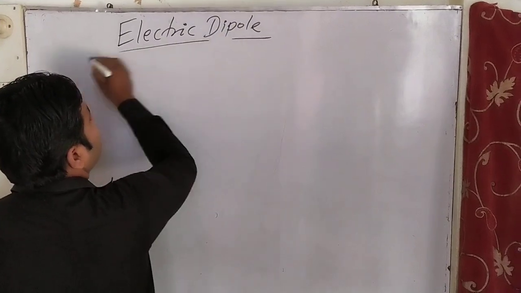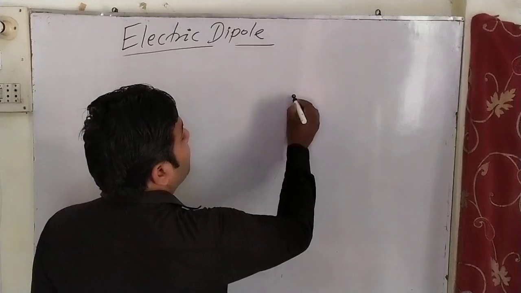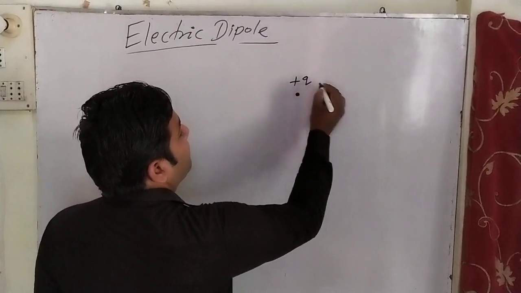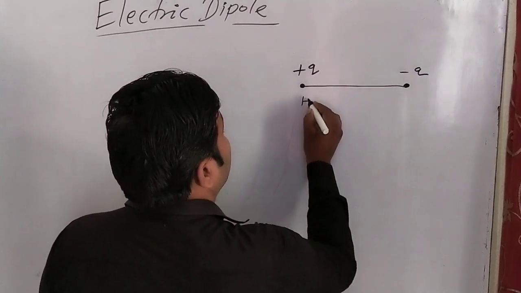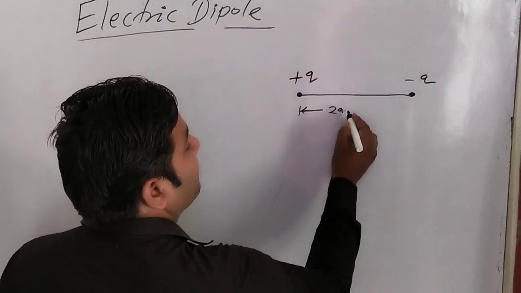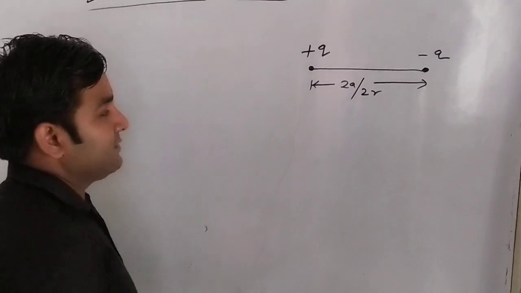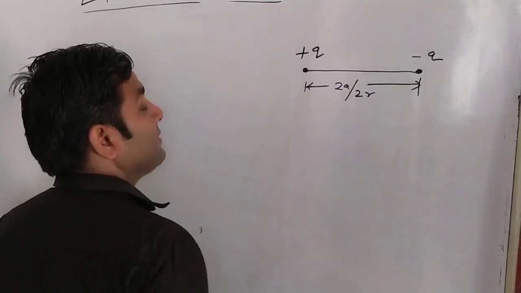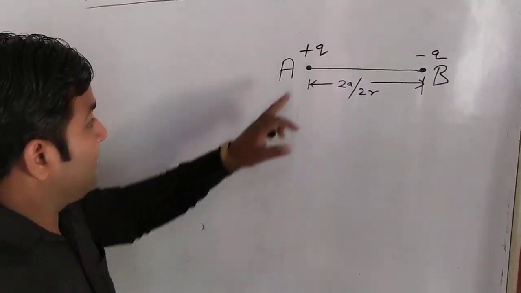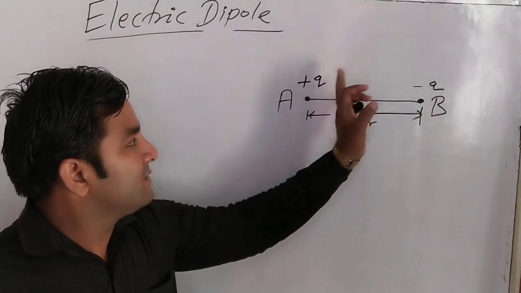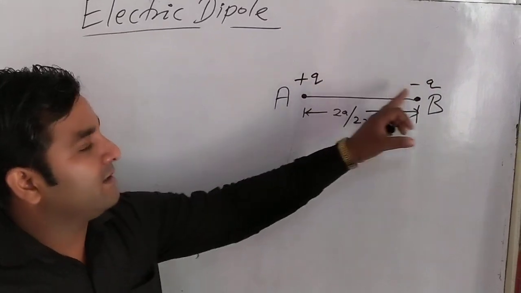Very important and very easy concept, because with the help of this we can derive so many formulas. This is plus q charge and this is minus q charge, separated by a very small distance, either 2a or 2r, with the help of any one we can represent. Suppose this is point A and this is point B. Whenever two charges are equal, the magnitude is the same. If this one is 2 coulomb, then this one is also 2 coulomb, but here a plus sign and here a minus sign.